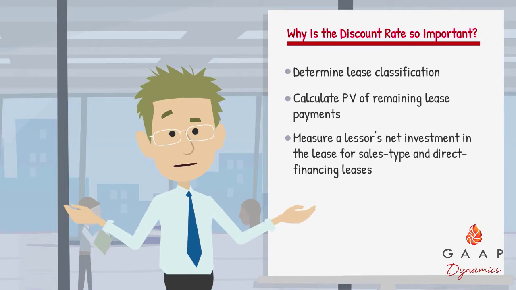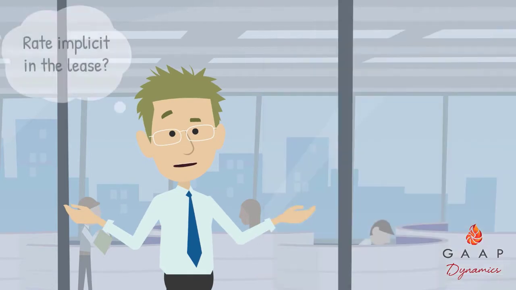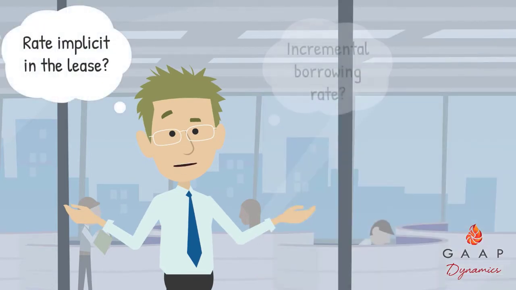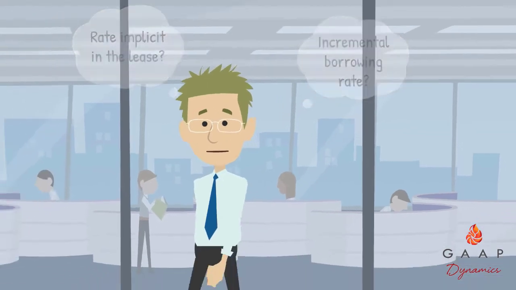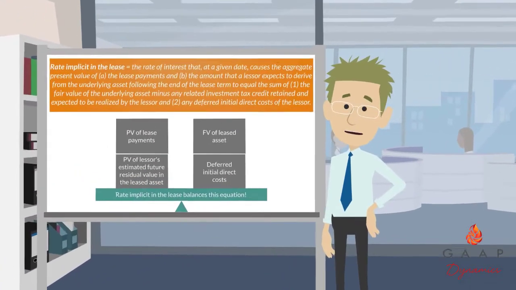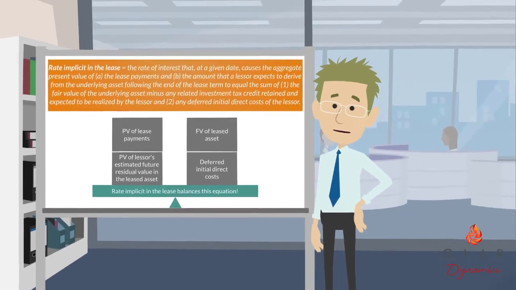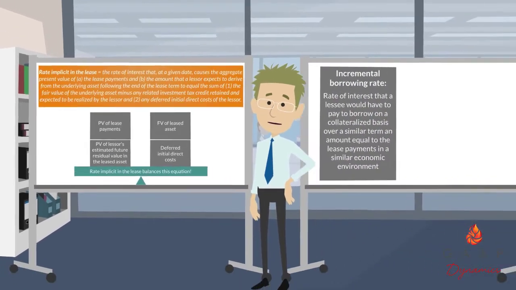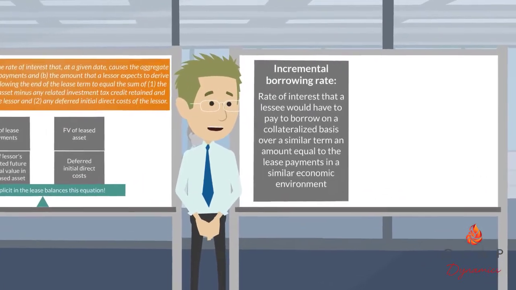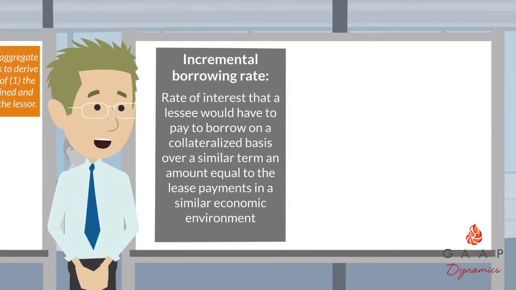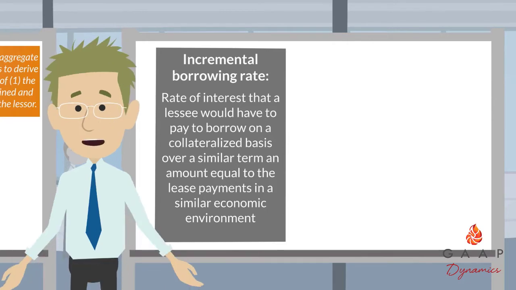But which rate should we use? The rate implicit in the lease or the incremental borrowing rate? Lessors are required to use the rate implicit in the lease as the discount rate. But what about lessees? ASC 842 states that a lessee should use the rate implicit in the lease unless that rate cannot be readily determined, in which case they would be required to use their incremental borrowing rate.